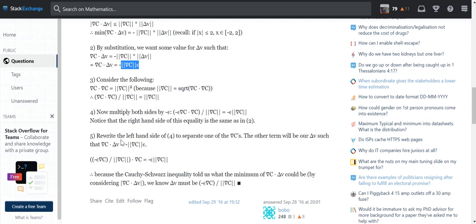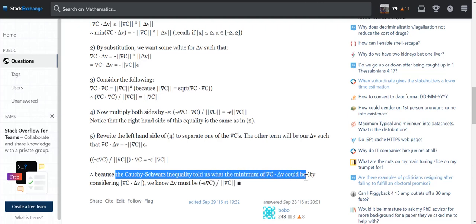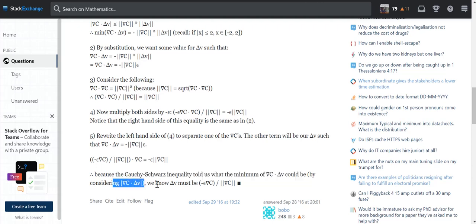So you rewrite the left hand side of equation 4 to separate one of the gradient C's. The other term will be our delta v, such that the gradient of C times delta v is equal to negative epsilon times the gradient of C. So you can see that they've taken out one term here, and because the Cauchy-Schwarz inequality told us that the minimum could be reached by considering this, we know that delta v must be this term.